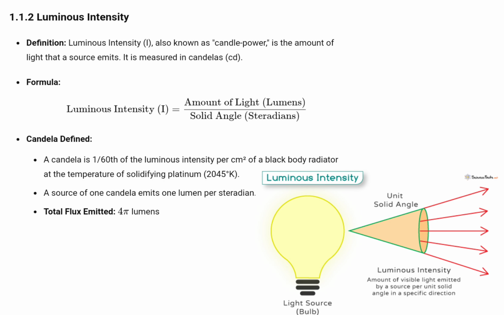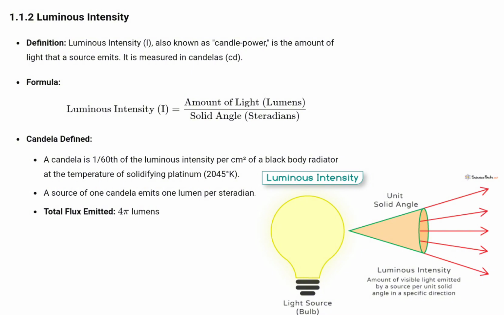Candela is 1 over 60th of the luminous intensity per centimeter squared of a black body radiator at the temperature of solidifying platinum, 2045 degrees Kelvin. This means that one candela is a standardized unit of brightness based on a specific scientific reference.